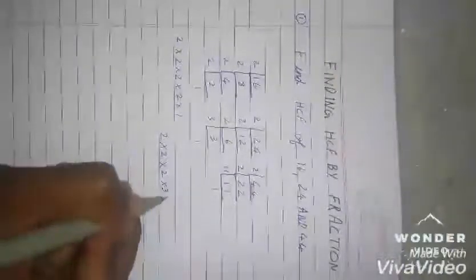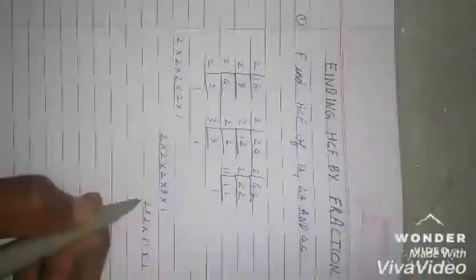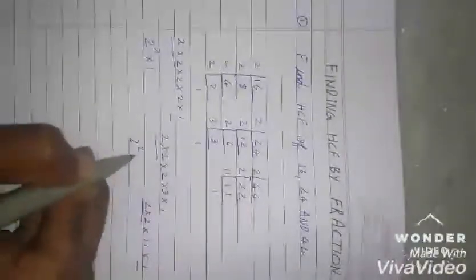and once we write all the factors next to each other, we have to take out whichever is common. For example, all three of them have 2 square and 1 as common. So we write 2 square into 1. So what is the value of 2 square into 1? 2 square into 1 is equal to 4, obviously.